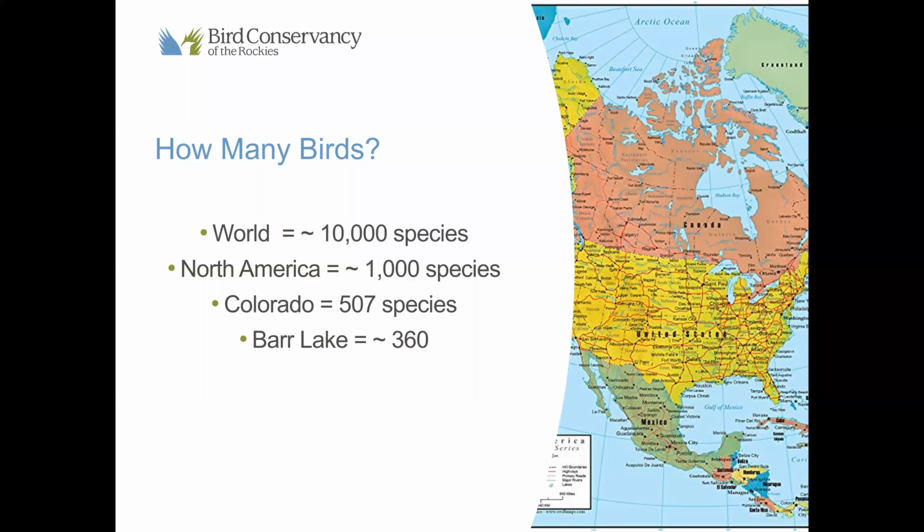All right, so as humans and scientists, we really enjoy numbers. I know myself, I like to know how many things are out there. I like to count. So in the world, there are around 10,000 different species of birds. Here in North America, where I'm sure most of you are tuning in from, there are around 1,000 species. In Colorado, where we are based right now, there are 507 species that have been identified here.